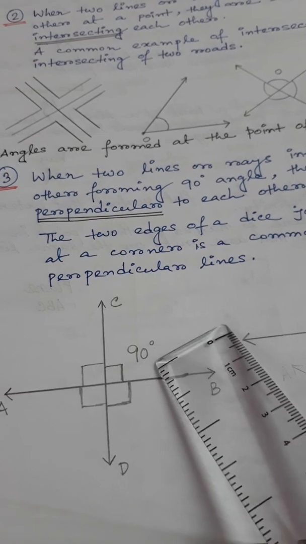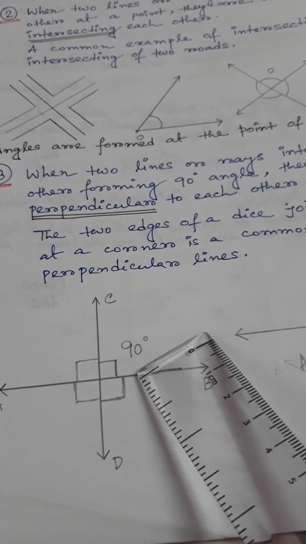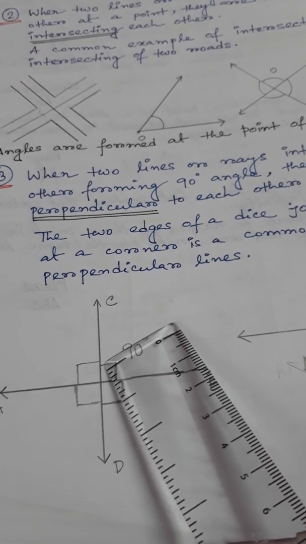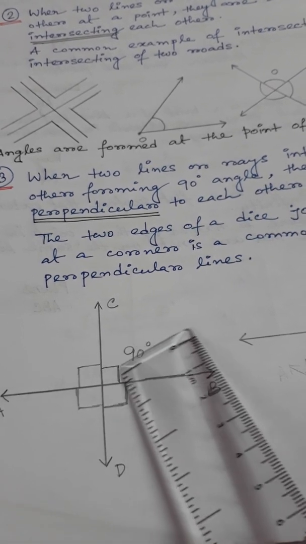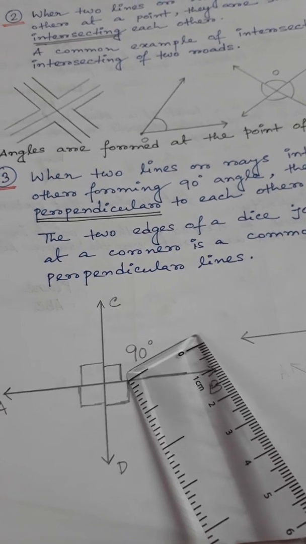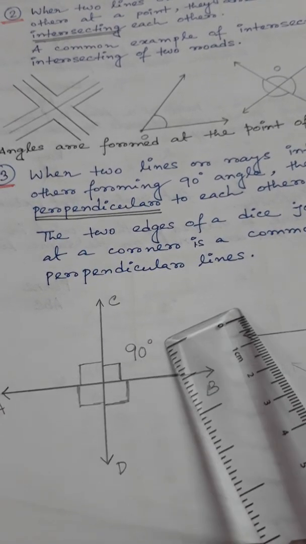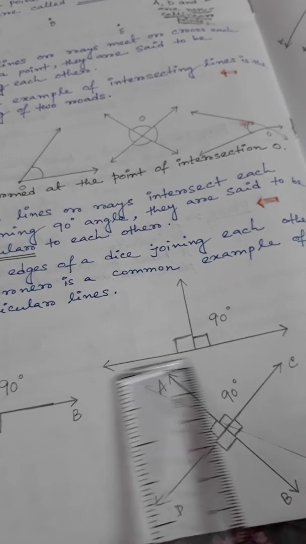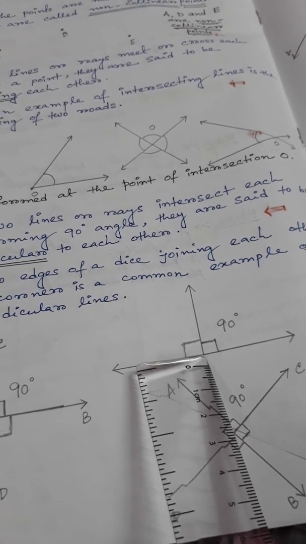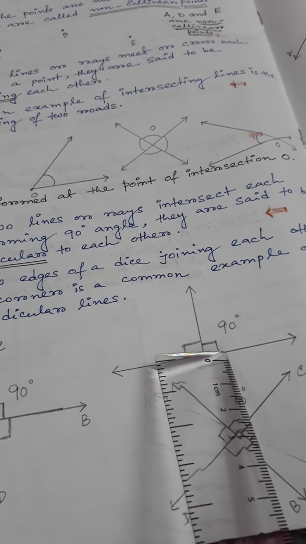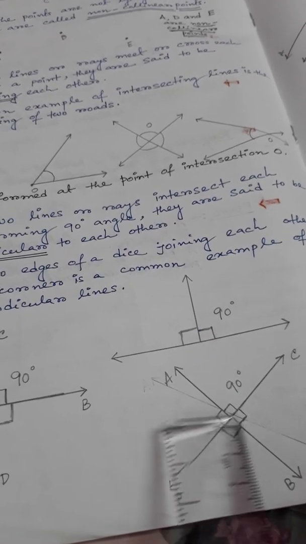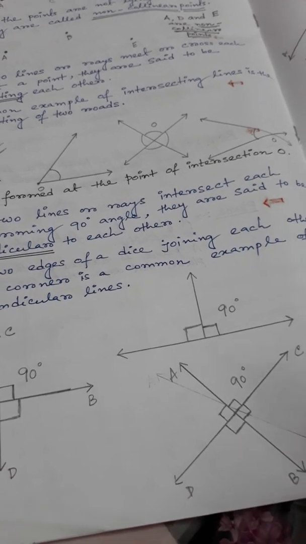Right angle means 90-degree. A right angle is always marked with a small square. So I have drawn a small square here. We always show this angle by using this small square, always showing the 90-degree angle. Here we also see that these lines or rays intersect each other and form a 90-degree angle. Here also two lines intersect each other and form this 90-degree angle.